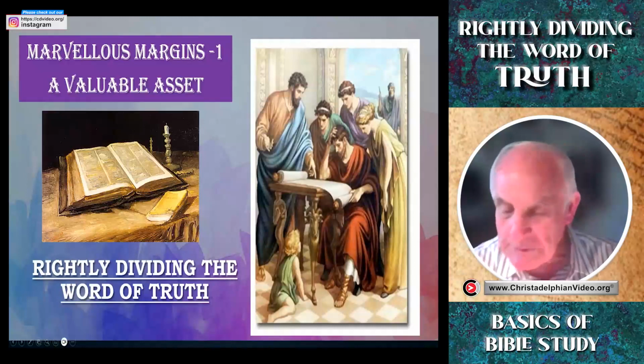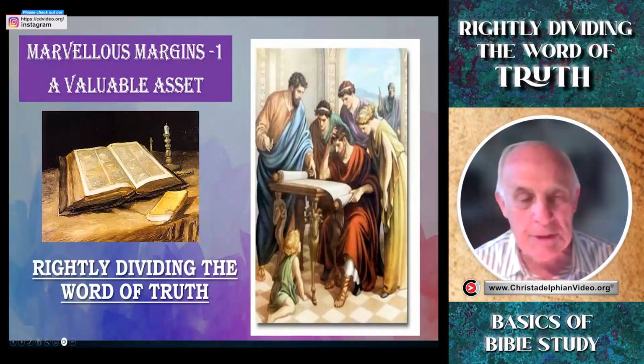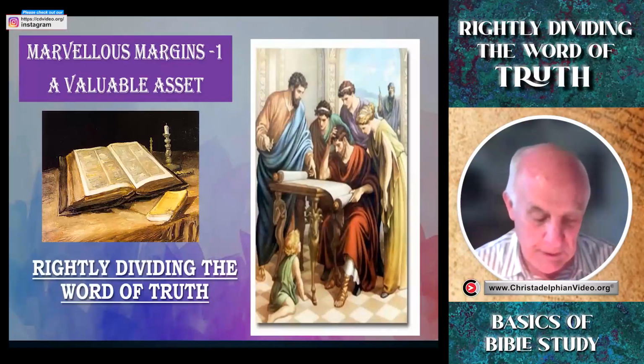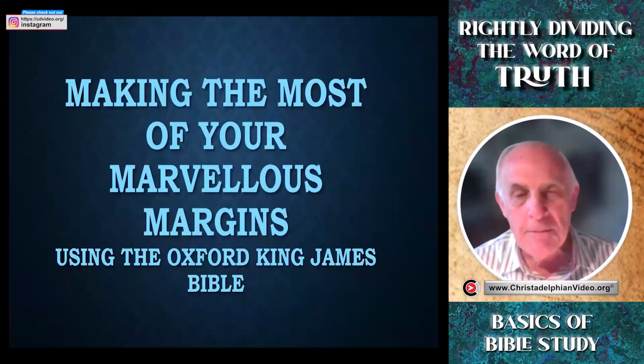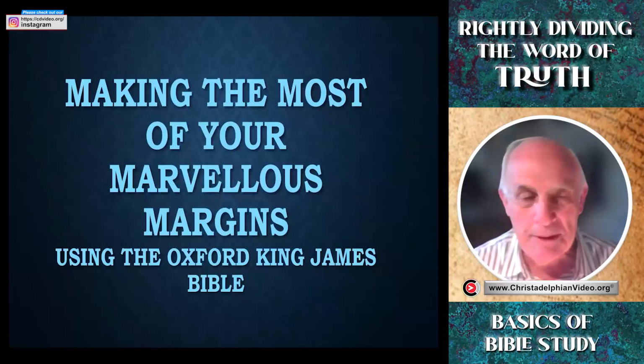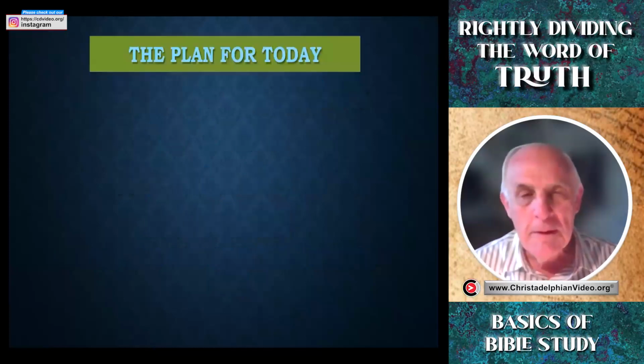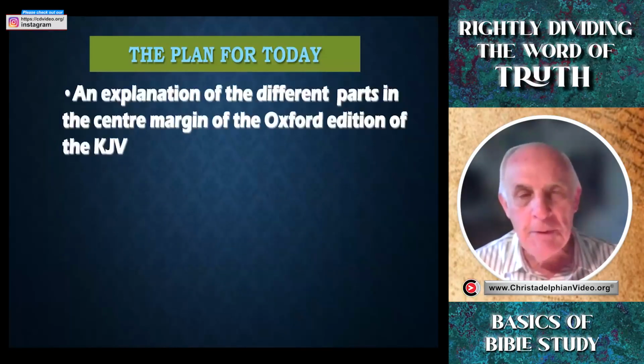So hopefully you have an Oxford Bible as we requested in the previous session, but please, if you can get your hands on one, please do so, because we're going to talk about the margin of the Oxford Bible. So under this theme, a bit of alliteration here, making the most of your marvellous margin is what we're talking about tonight. The plan for today is to explain the different parts of the centre margin of the Oxford edition of the King James Version.